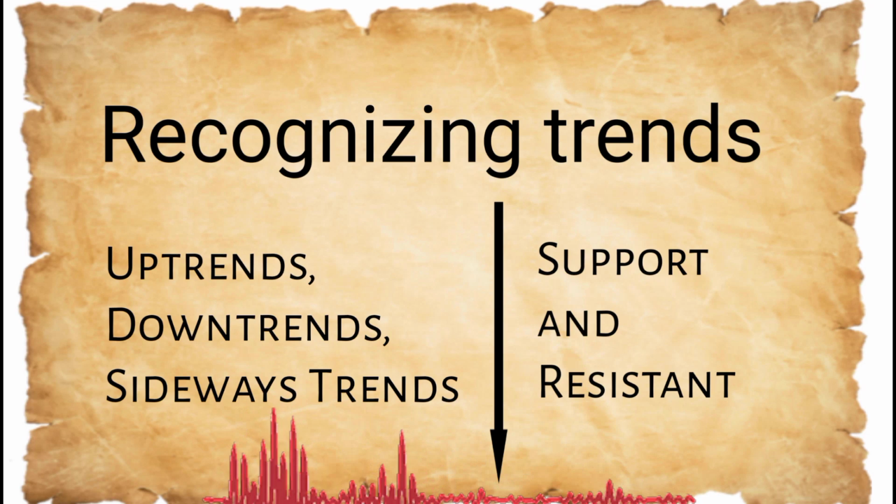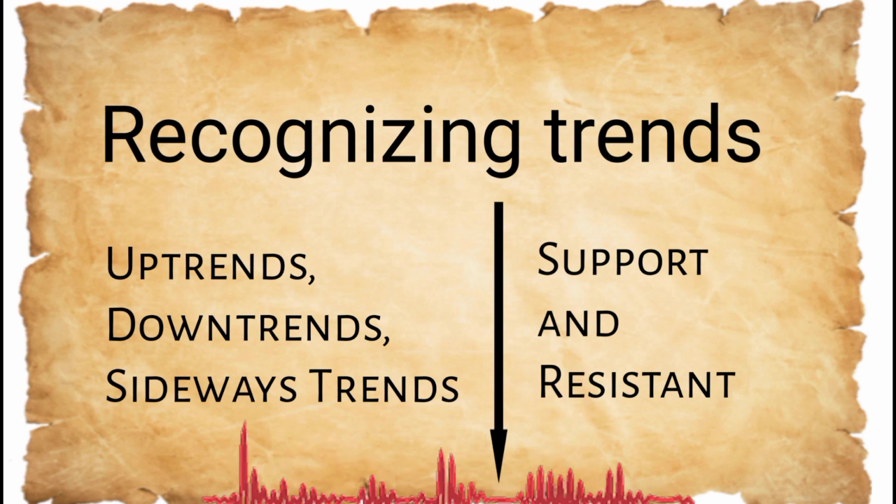Understanding uptrends, downtrends, and sideways trends. Markets don't move in a straight line. They follow patterns, and these patterns fall into 3 main categories. 1. Uptrend. Prices move higher over time, forming a series of higher highs and higher lows. This signals that buyers are in control. 2. Downtrend. Prices decline, forming lower highs and lower lows.